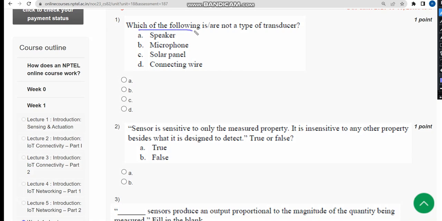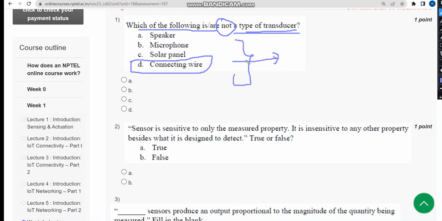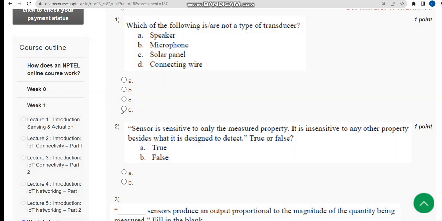First question: Which of the following is or are not a type of transducer? The answer is option D, connecting wire. What is a transducer? It converts one form of energy into another form. Speaker, microphone, solar panel, all convert one form of energy into another, except the connecting wire. So option D is the probable solution for the first question.